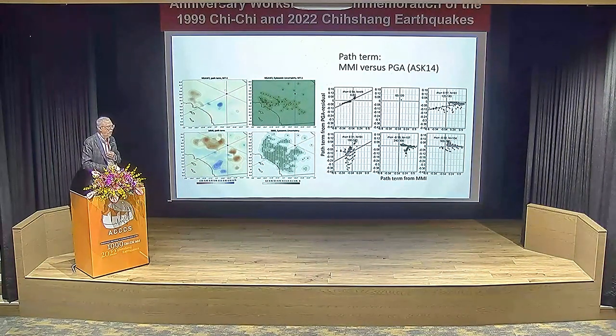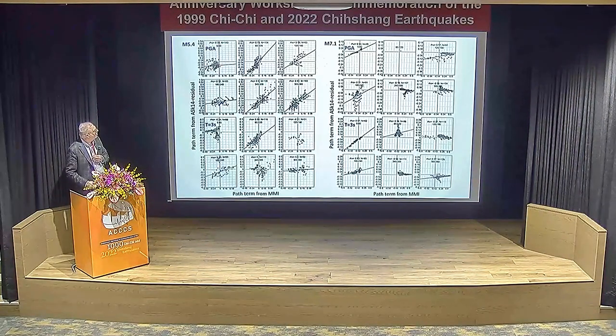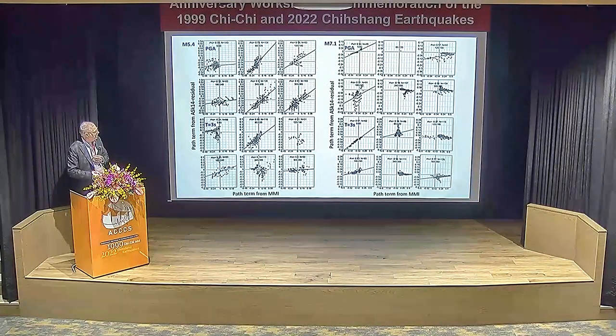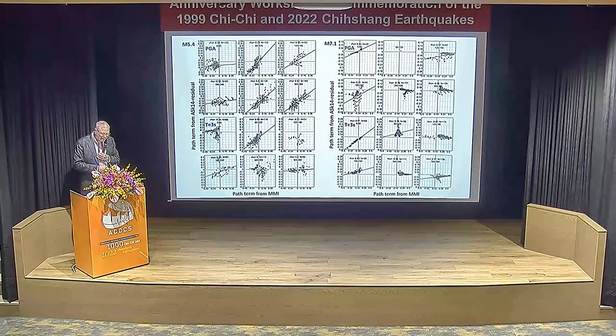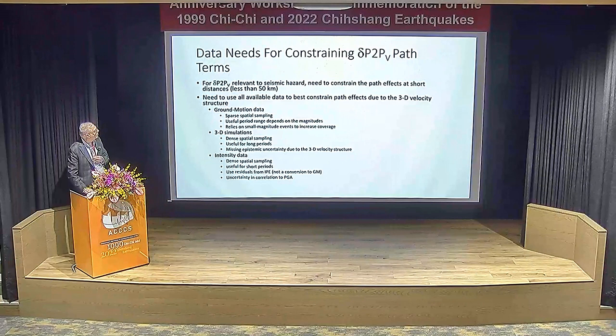So this is why we're trying to go to intensity, because of the density of the stations, and we need to work through this issue of how do we improve the correlation between the path terms. This is going for a whole bunch. This is large magnitude PGA, and then we also looked at longer periods. It doesn't work a lot better for the longer periods, so I think the intensity data is mainly going to tell us about the short periods.